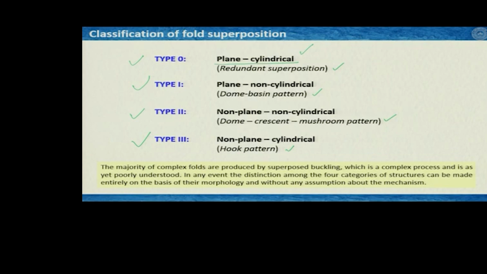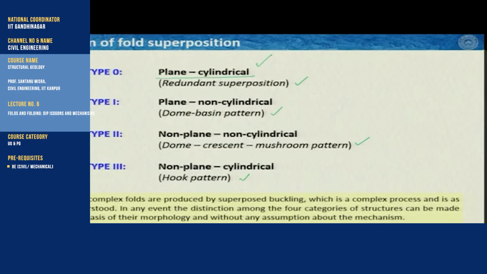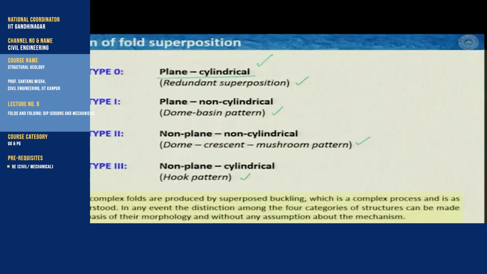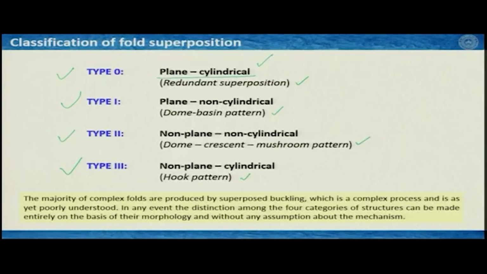Now, the majority of these complex folds are mostly produced by superposition of buckling deformation. So, you do not get it by bending and so on. So, it happens mostly due to the buckling fold mechanism, which essentially is a very complex process, and people still work on it because it is not very well understood and it is a very hot topic in the structural geology research community.